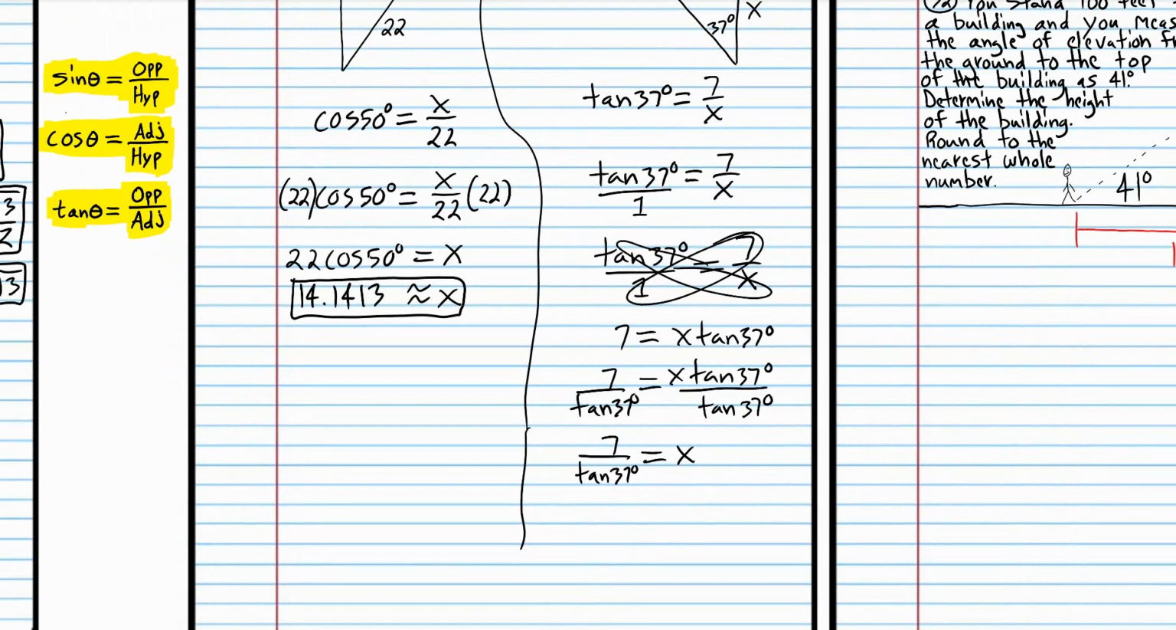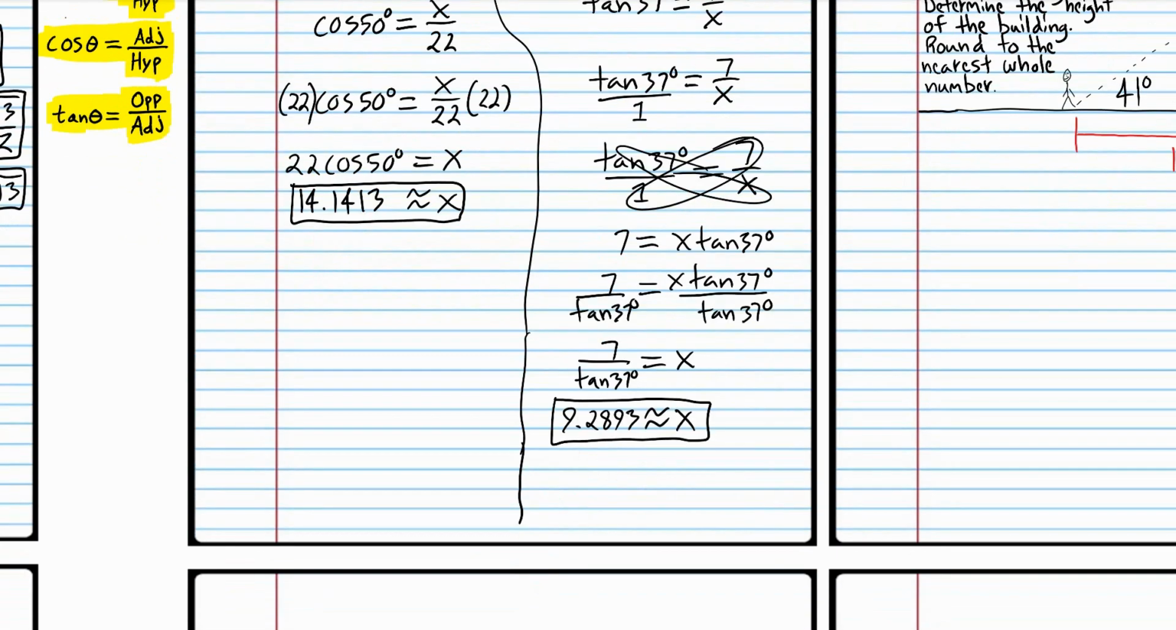So now all we have to do is get the calculator. Remember, this can be tricky, so be careful. On an iPhone, you do 7 divided by 37, tangent button, and then equals. And so we get x is approximately equal to 9.2893. So if you got that answer, good job.